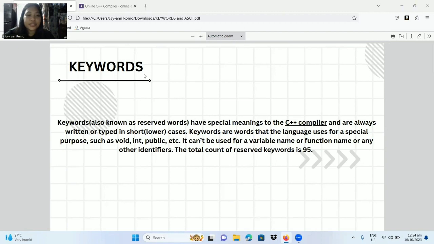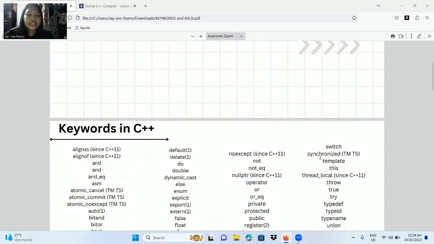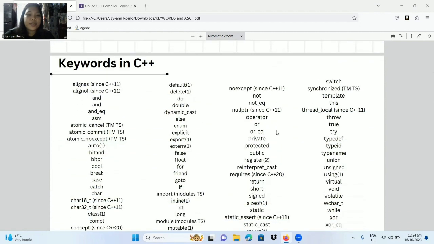Keywords, also known as reserved words, have special meaning to the C++ compiler and are always written or typed in lower case. Keywords are words that a language uses for a special purpose, such as void, int, public, etc. They cannot be used for a variable name, function name, or any other identifiers. The total count of reserved keywords is 95. So here is an example of keywords in C++.